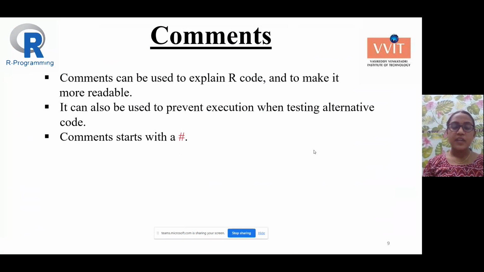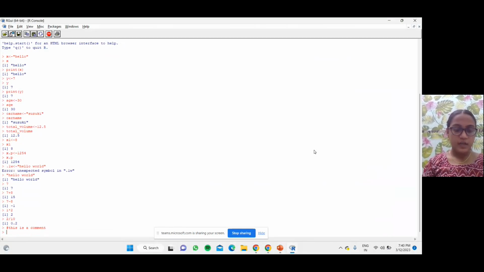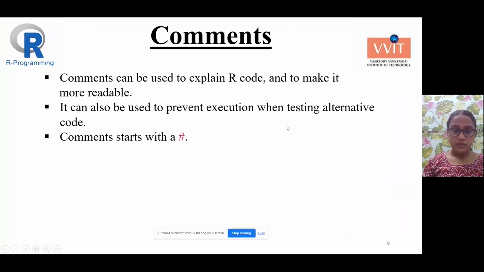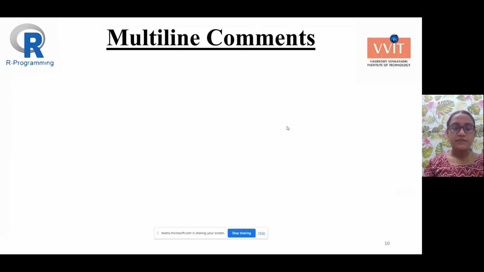It starts with a hash. The compiler does not take the hash comments, so it is avoided by the compiler. Let us declare one hash. This is a comment. It is not executed, and then when executing code, R will ignore anything that starts with a hash. Okay, we have seen it.